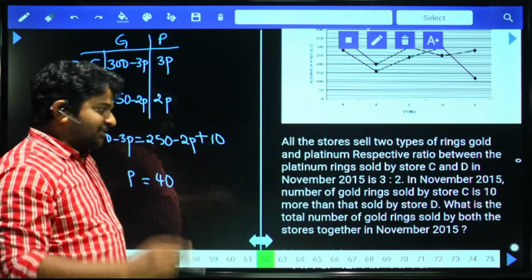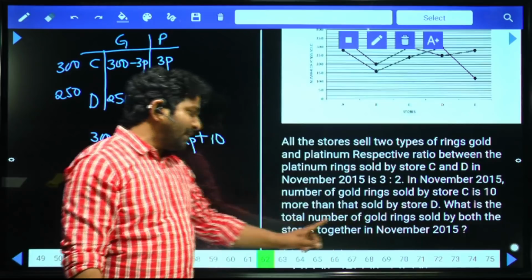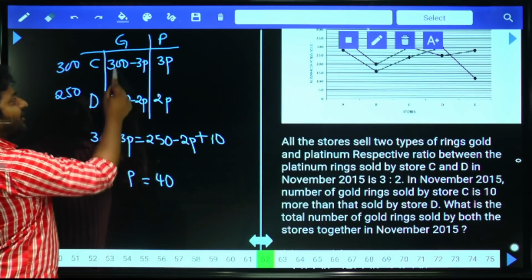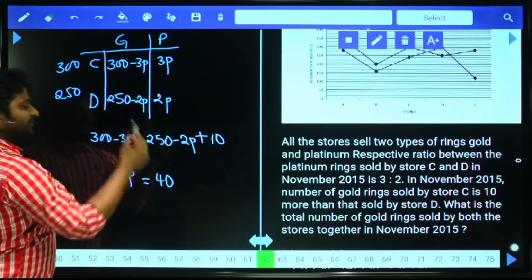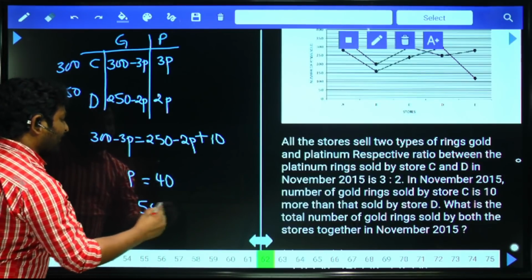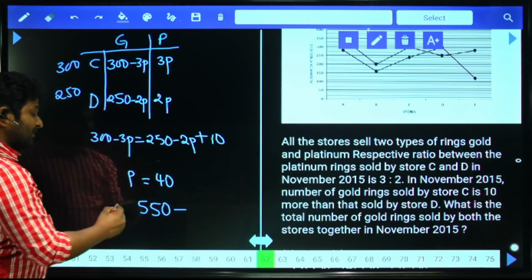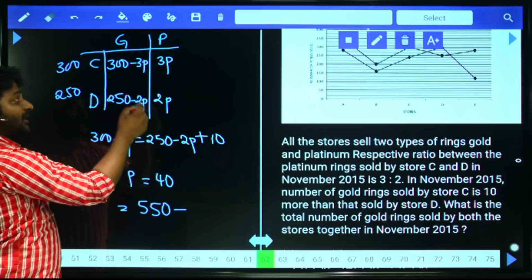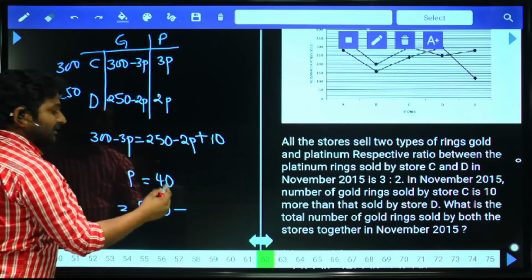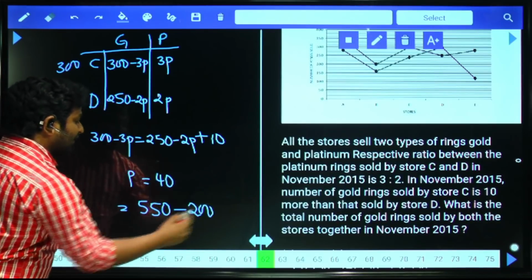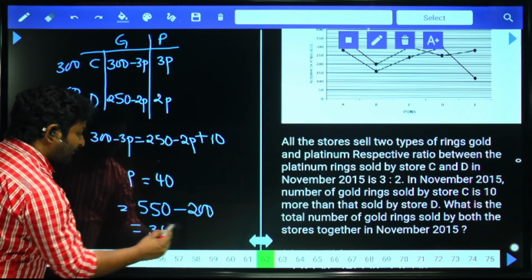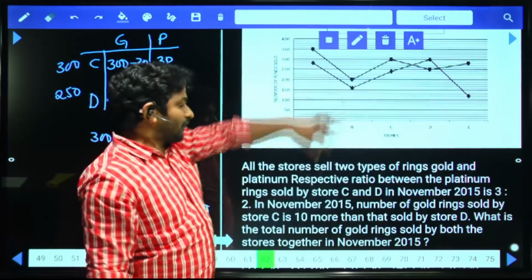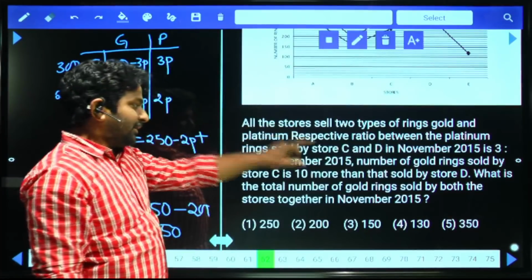Now what is your question? Gold rings sold by both stores. Now total gold rings are 550 minus 5 parts. You know 1 part is equal to 40, so 5 parts is equal to 200. Then the answer is 350. 350, that is the fifth option.